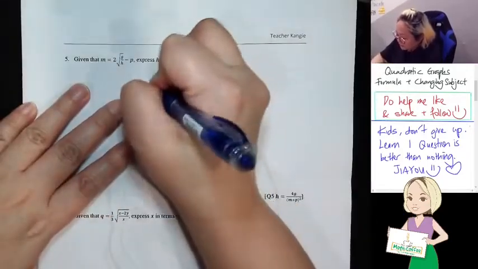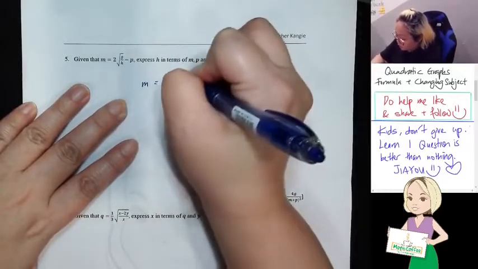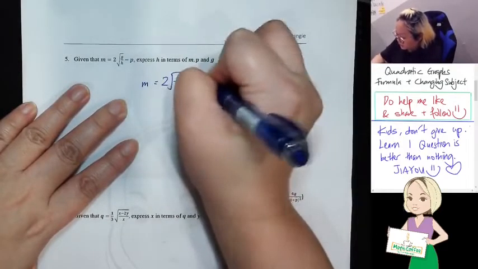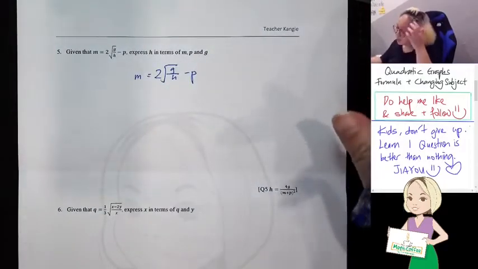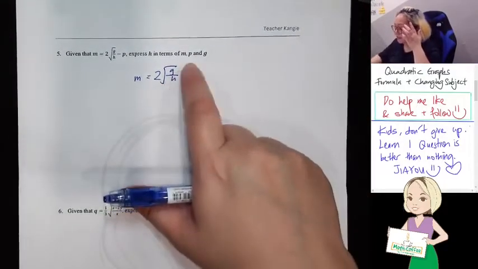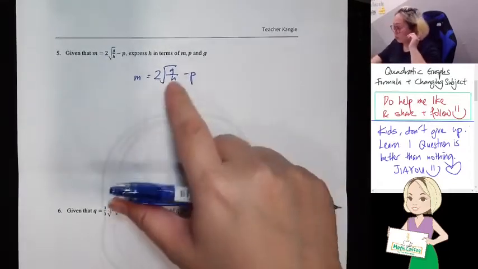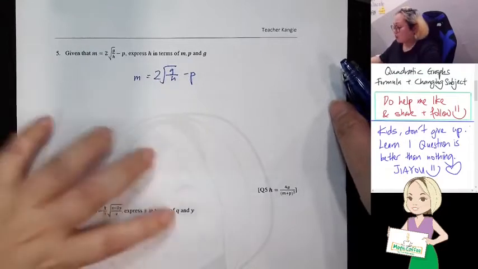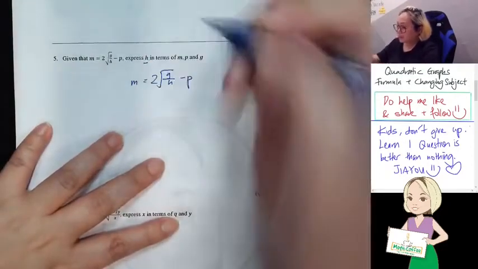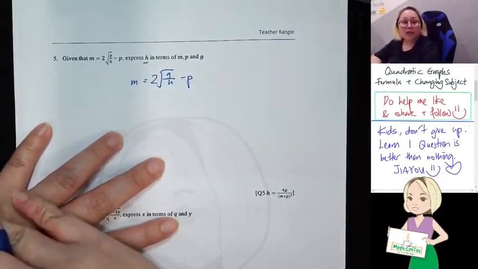So M equals 2 square root G over H minus P. Okay, this one, why I choose this question is because a lot of times students see a number in front of the square root, they panic. They don't know what to do with the 2. Okay? So let's see what we need to do first. My interest is to make H a subject.